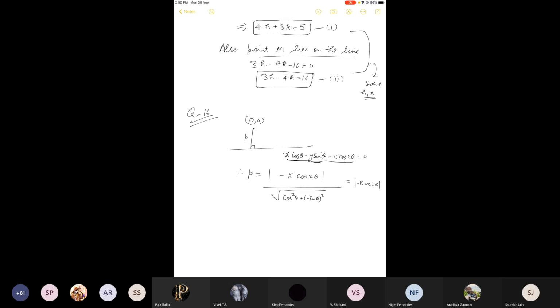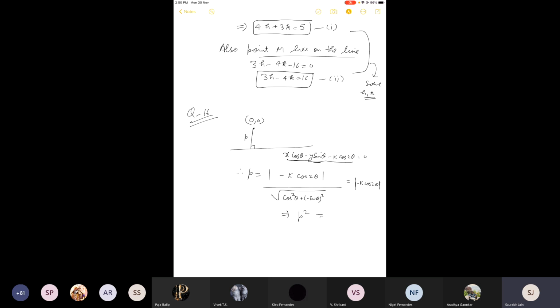And we have to prove that p square plus 4q square is k square. So this is p. If we square both sides, that means we have to square this result also. So now modulus is of no use because we are squaring. Negative will also be removed and p square will come out to be k square cos square 2 theta.